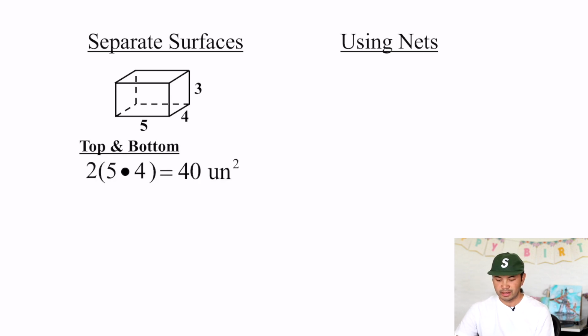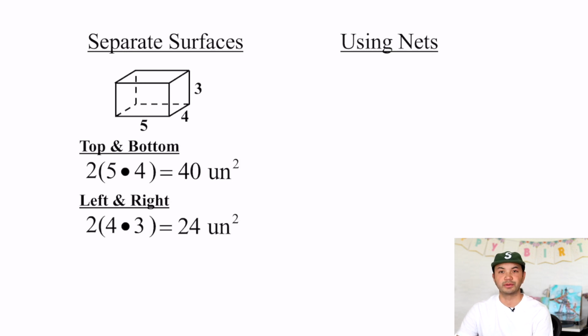All right. Then I could look at the left and right. And it doesn't matter what order I'm doing this in. I could look at top and bottom, front and back, whatever. Left and right flashed orange, that's 3 by 4. So the area of left and right is 4 times 3, but left and right are exactly the same. So you multiply by 2 and you get 24 units squared.